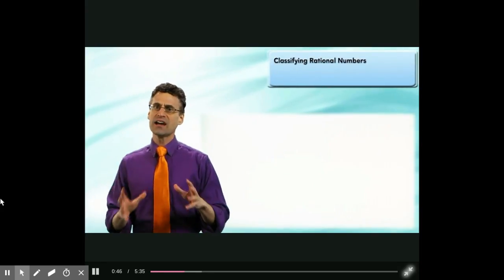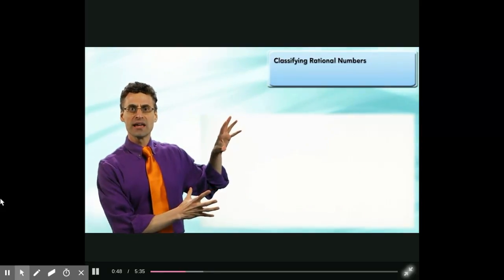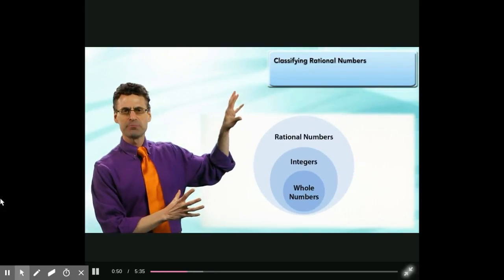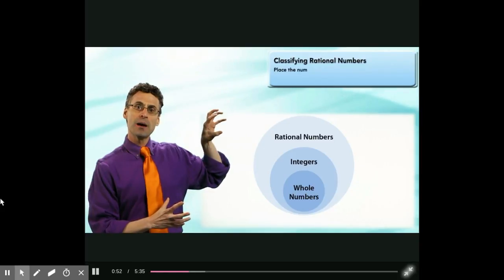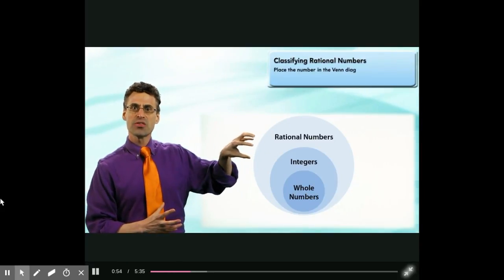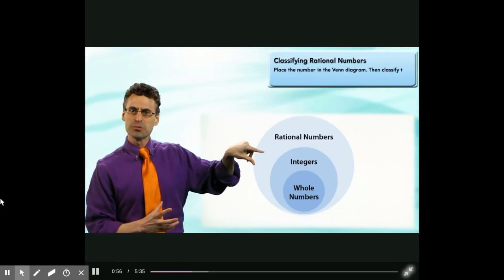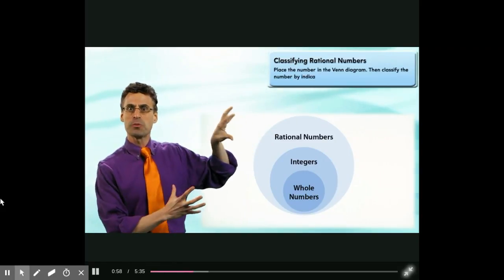So let's see how we can look at all these numbers together. They fit together nicely, and we can use what's called in mathematics a Venn diagram to see that visually. So a Venn diagram is just a really cool way. You put big old blobs, and then you can put blobs inside of blobs to show that the stuff inside the little blob is also part of the big blob.